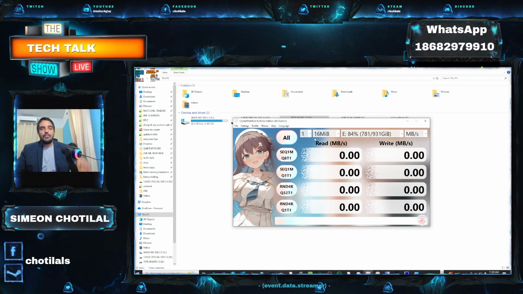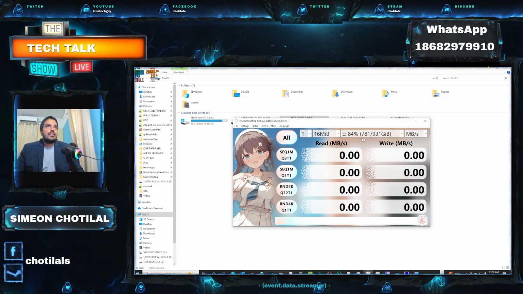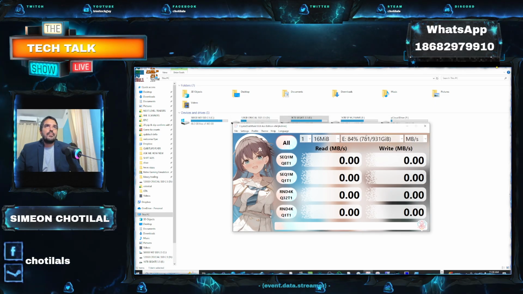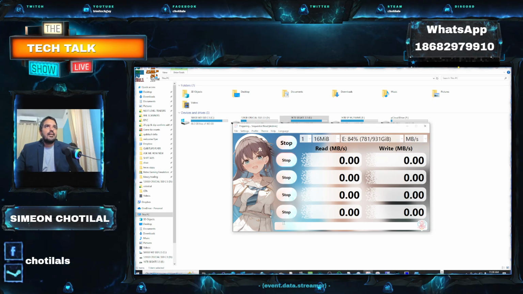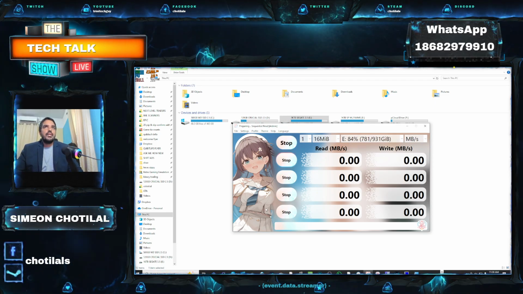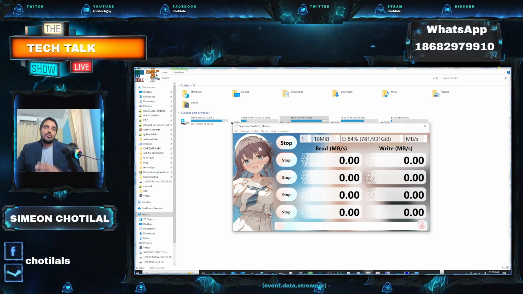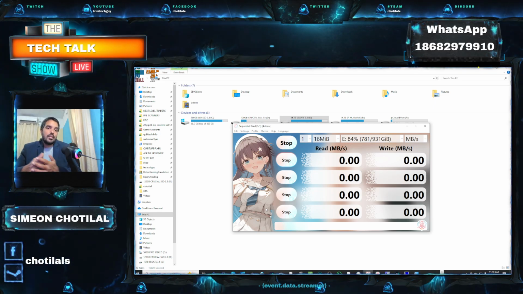This software from the website is going to tell me the read and write data on my 3.5. So we're going to select E and hit start on the read and write data. So this is the 3.5 hard drive. This came out a couple of years ago.